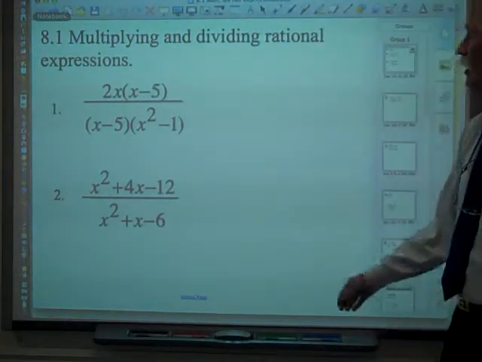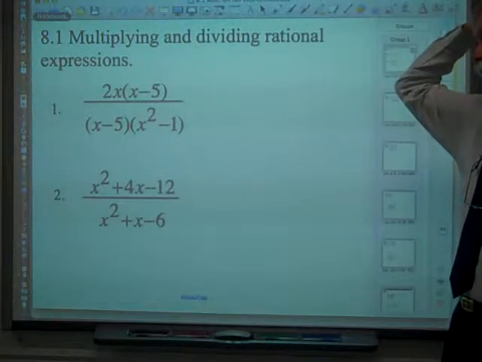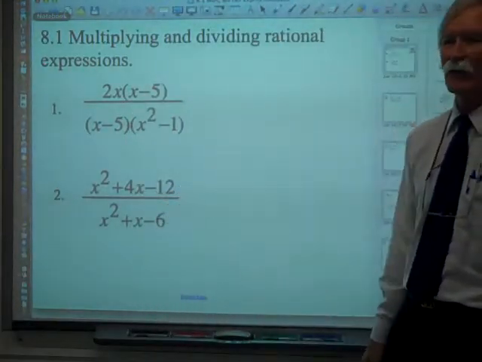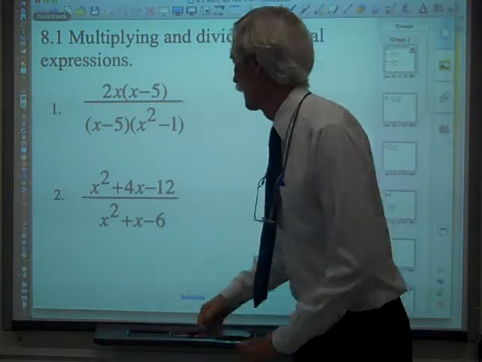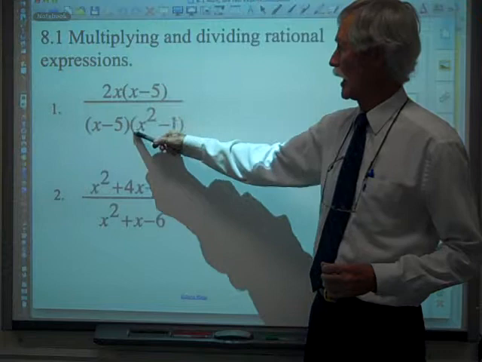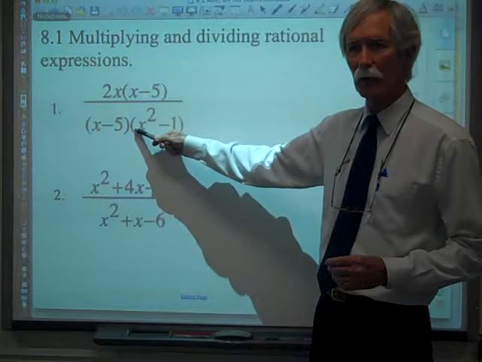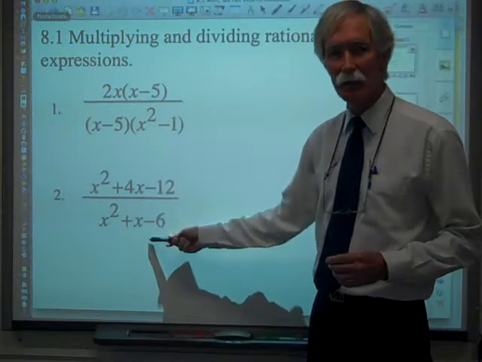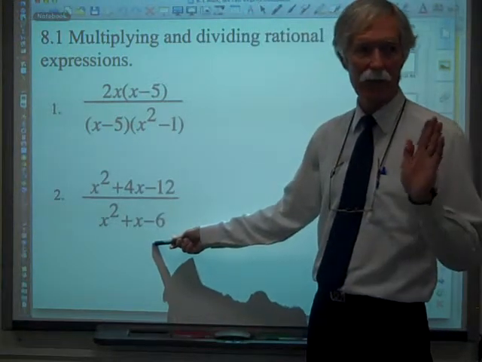So, multiplying and dividing rational expressions. We have been dealing with x squared this and 5x that for a long, long time. There is a big difference between a basic multiplying problem and a basic adding and subtracting problem when you're trying to cancel things.